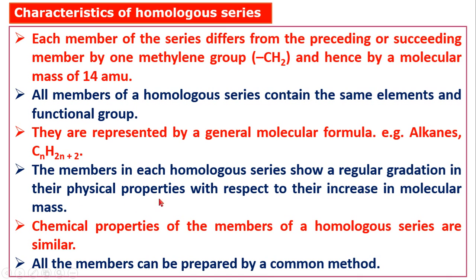The fourth point, the members in each homologous series show a regular change or gradation in their physical properties with respect to their increase in molecular mass. So, in the successive member, the molecular mass increases, that is by 14 atomic mass unit. So, the physical properties also change.